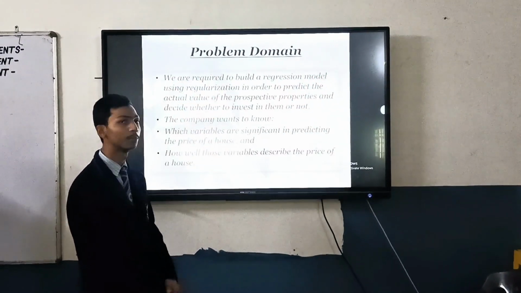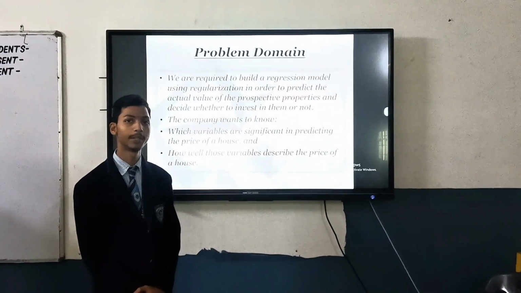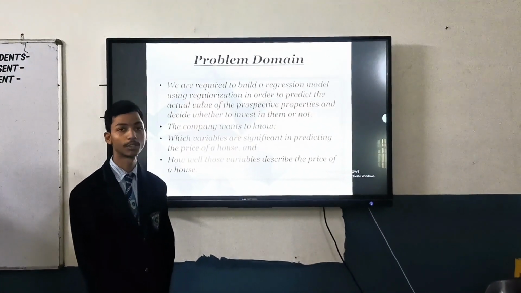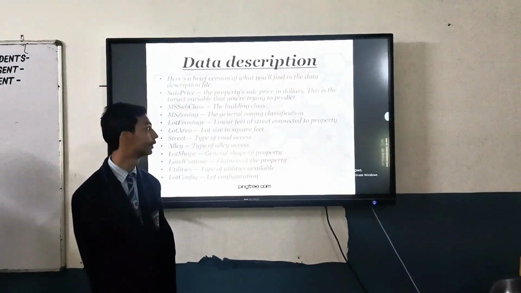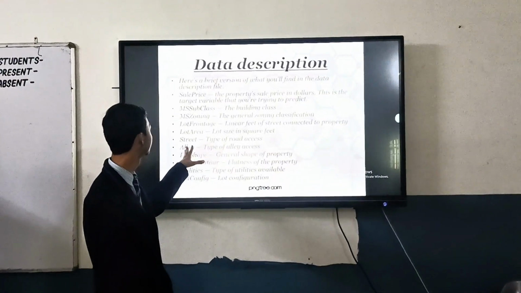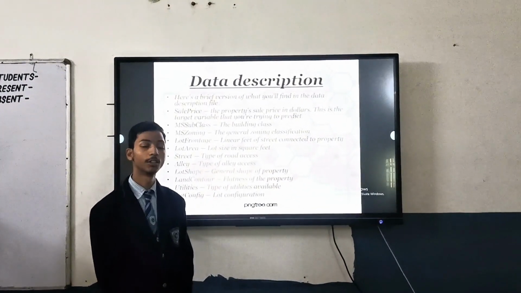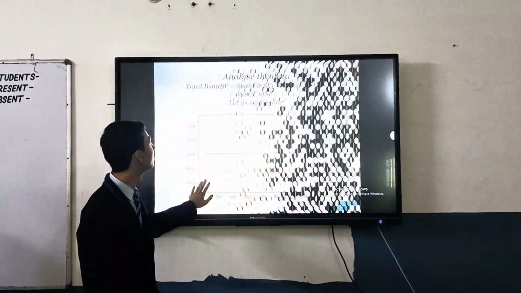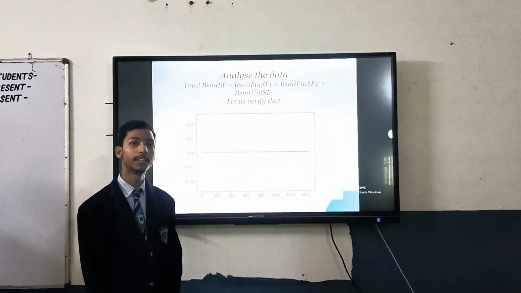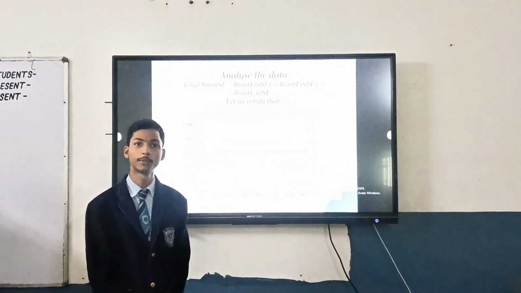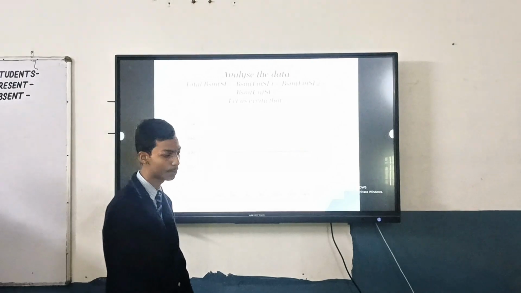Now, moving forward to the problem domain. In the problem domain, we have built a regression model which predicts the actual outcomes. Now, moving forward to the data description. Here is a brief version of what you will find in the data description file, such as MS Zoning, lot shape, alley, and much more. Now, to analyze the data, we need to understand the data sets and proceed further. I would like to invite Vinay Kumar to explain further.